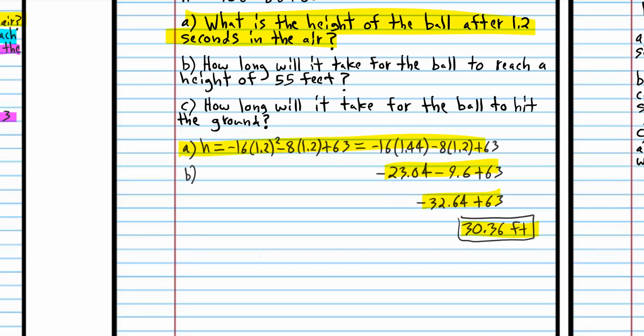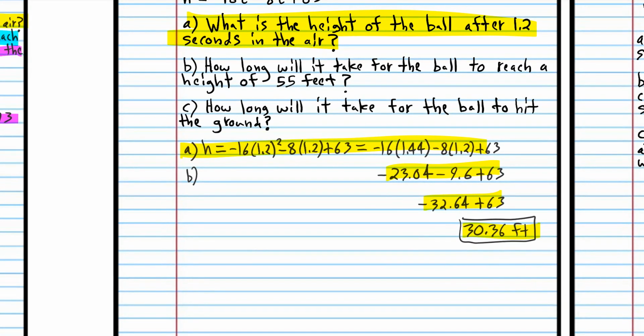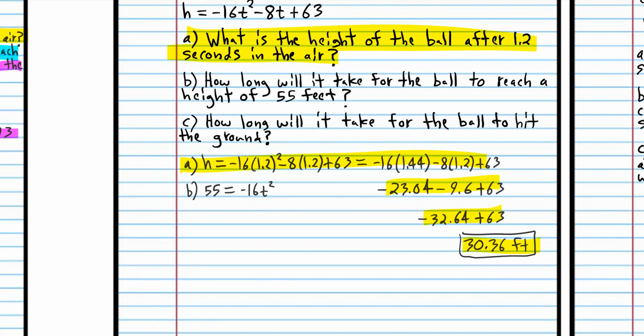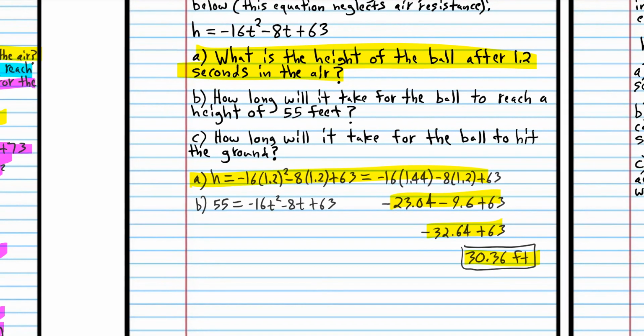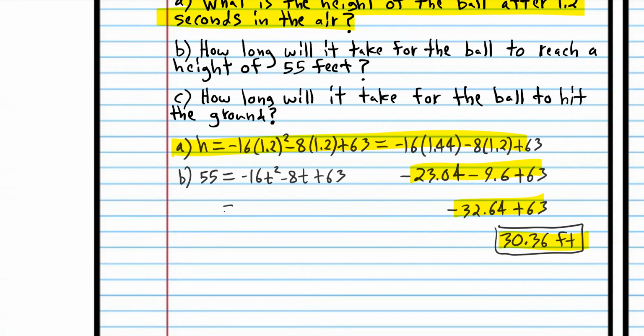How long will it take for the ball to reach a height of 55 feet? So it's the same type of problem, except we'd have a slightly different equation. So we're letting the height equal 55, and we have to solve for t. So this is a quadratic equation. We have to subtract 55 from both sides to put it in standard form. And we get, looks like that would be 8.